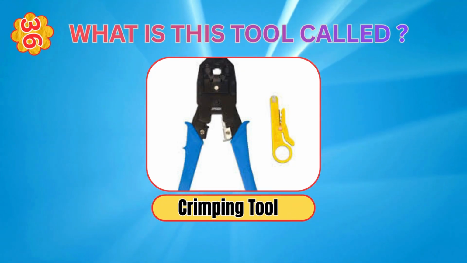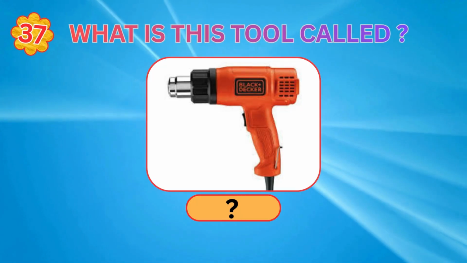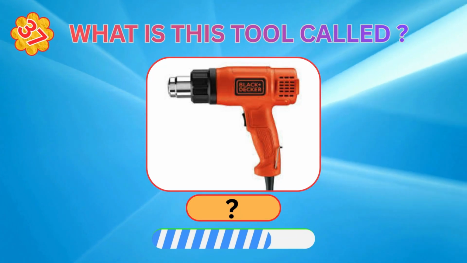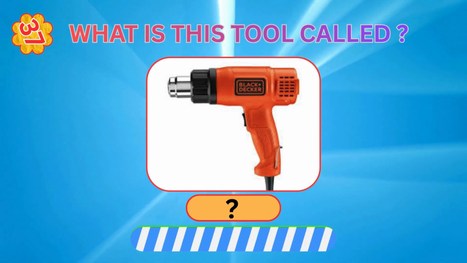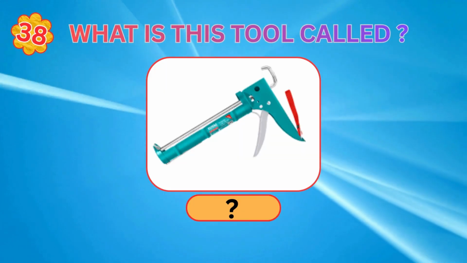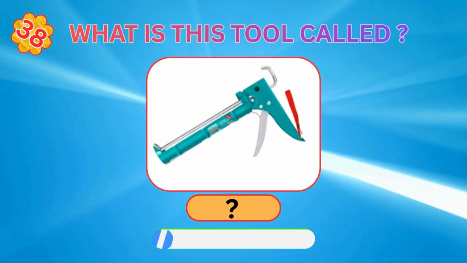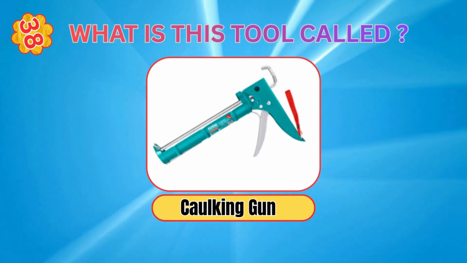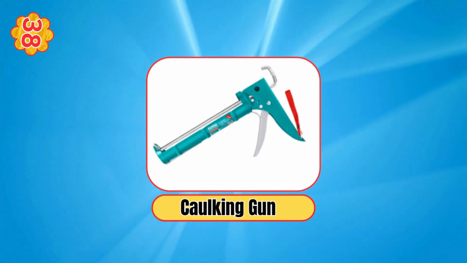What is this called in English? The answer is crimping tool. What is this called in English? That tool is heat gun. What is this called in English? The correct answer, caulking gun.